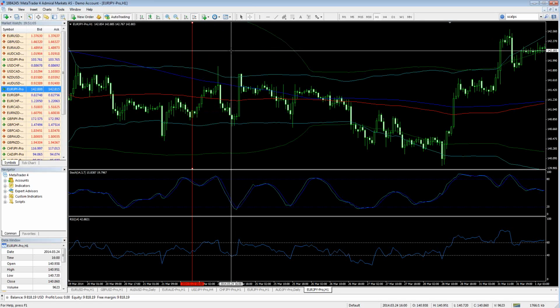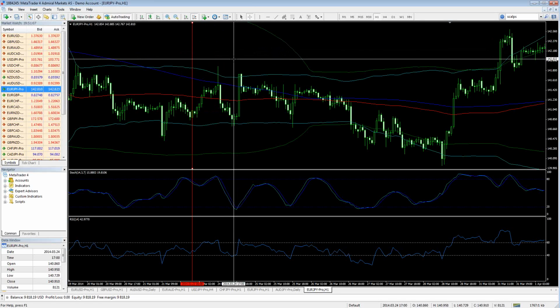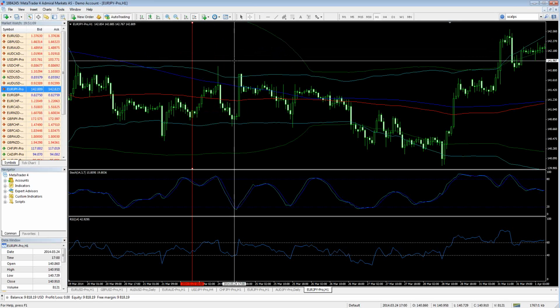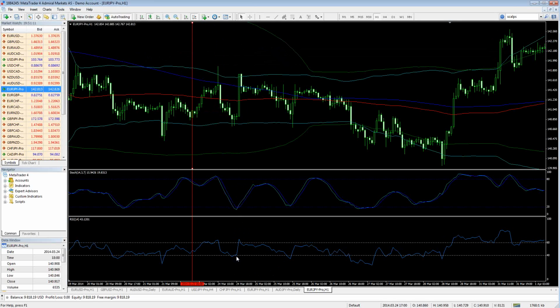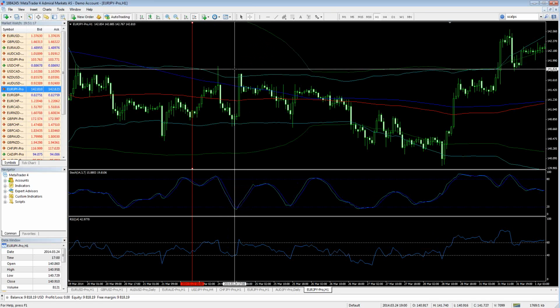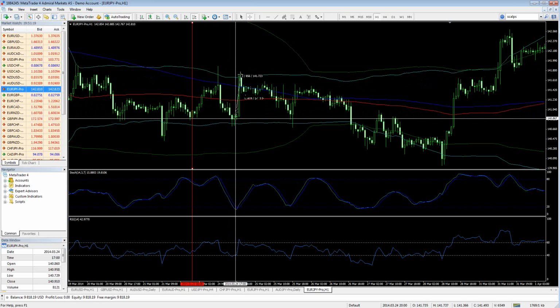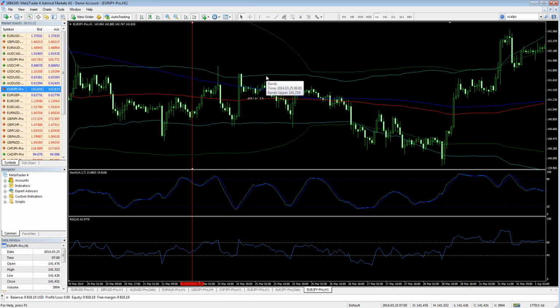So at this point, it was a totally reverse candle, a hammer. Is it above 40? Yes. Is it below 60? Yes. Is it touching the lower Bollinger Band? Yes. Here, look, 80 pips pull.